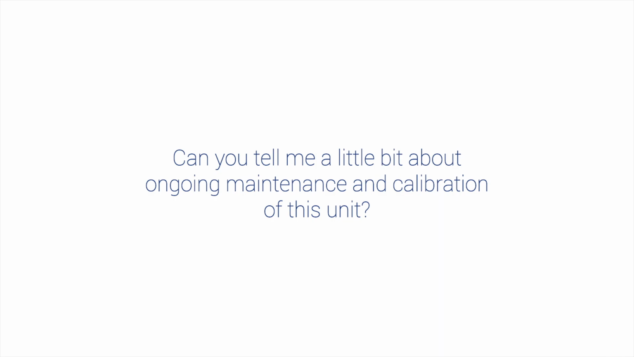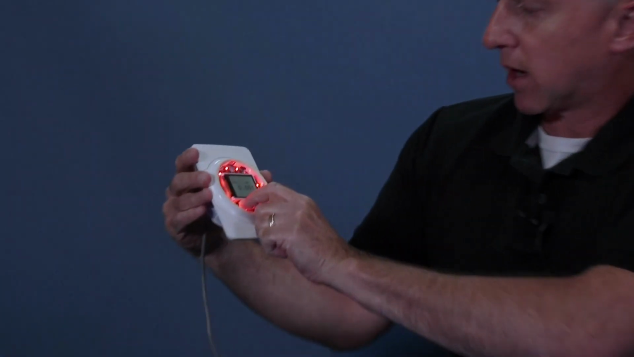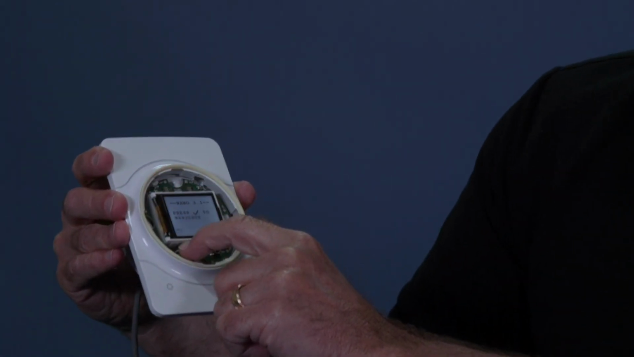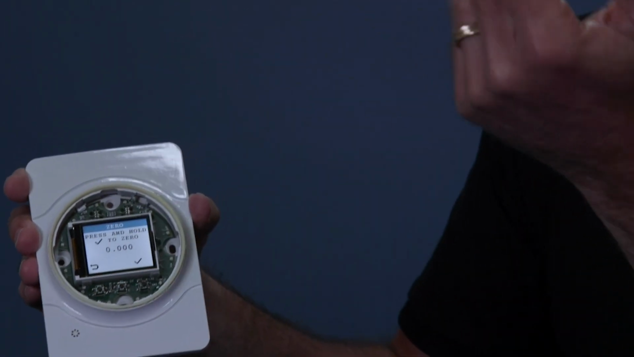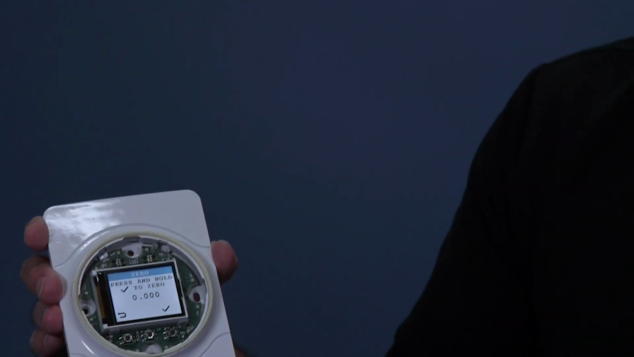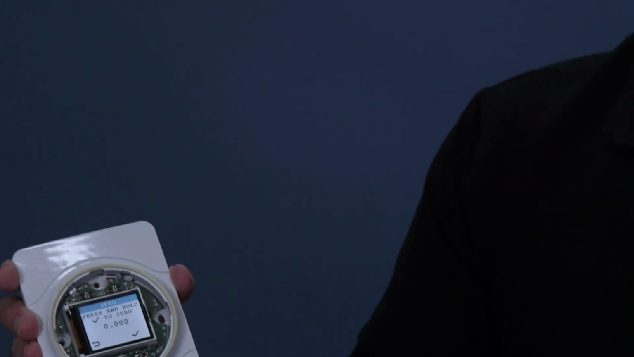Can you tell me a little bit about ongoing maintenance and calibration of this unit? There really isn't ongoing maintenance. This is designed for long life, high accuracy. I believe the recommended procedure is power this up, let it settle, maybe 15 or 20 minutes, and then you can come in here, get to the right screen, and just zero it out. And that's really a one-time process. If you want to add that as part of an ongoing, regular standard operating procedure, you can add it as often as you want. But there's really no maintenance required for a Setra Lite product.